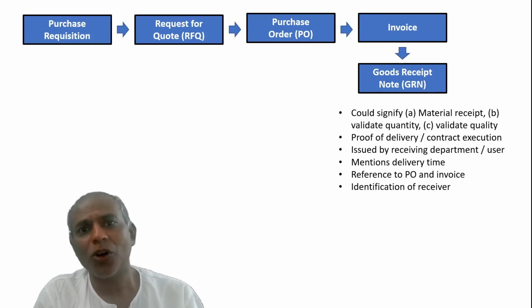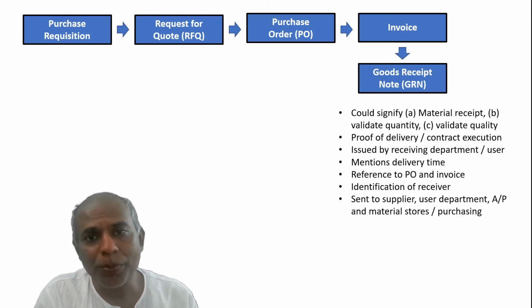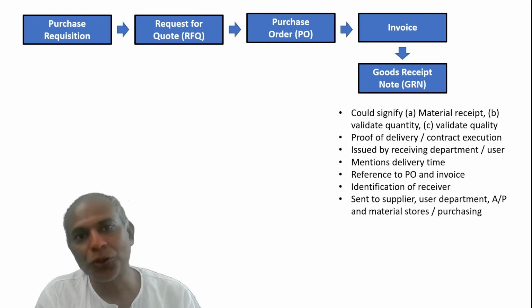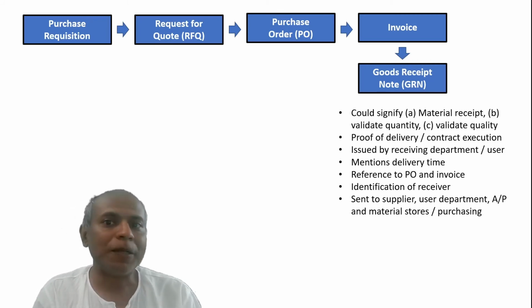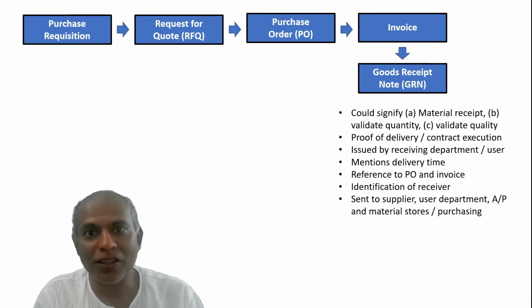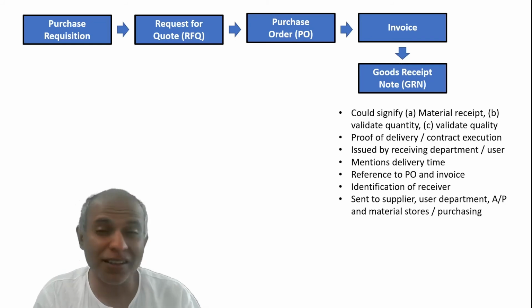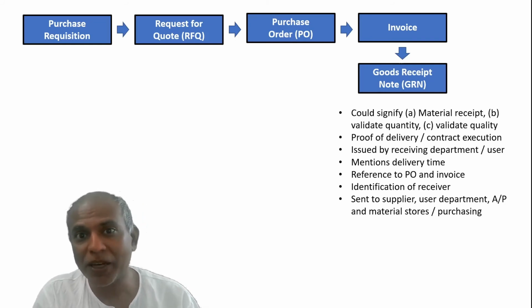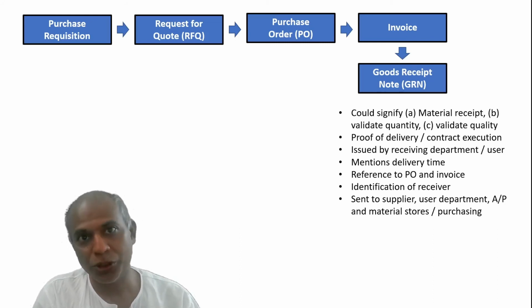The GRN generally also always has the identification of the receiver and copies of GRN. Again, here copies does not mean physical copies. It's electronic copies. It's intimation sent to different departments. It's sent to the user department to tell them that, hey, look, guys, we have received the material that you required. It won't show up as raw material or as available material to issue because the inspection process is still due, and so it's under inspection. And after the inspection is completed, the material becomes available to issue.